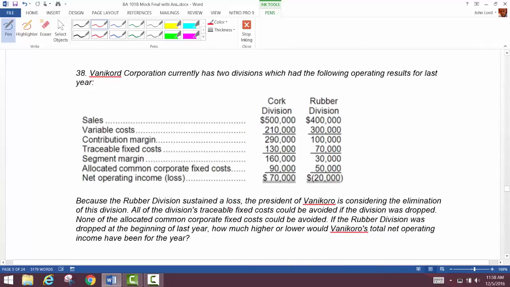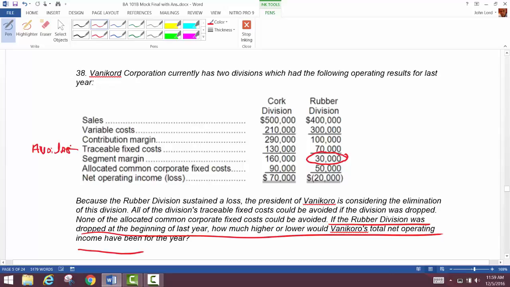Okay, good. So we've got these two divisions, cork and rubber, and they're asking what happens if I get rid of the rubber division. With this one, guys, you go straight to the segment margin. Traceable fixed costs are identical to avoidable. If I can trace it to the division, then that cost is avoidable, isn't it? If it's allocated and it's a common cost, getting rid of that division does nothing to help me avoid that cost, right?